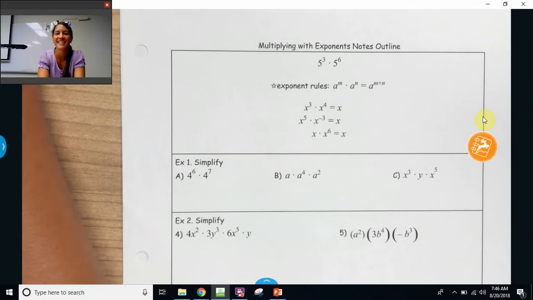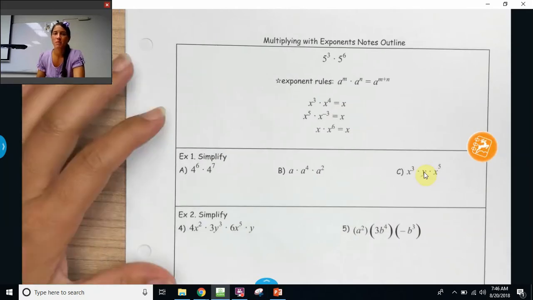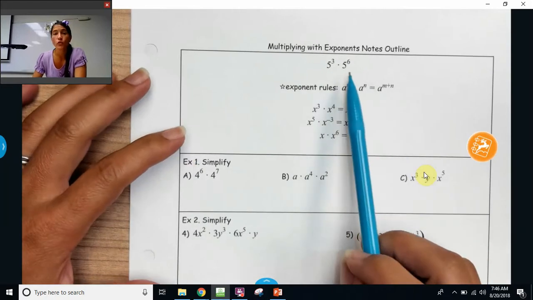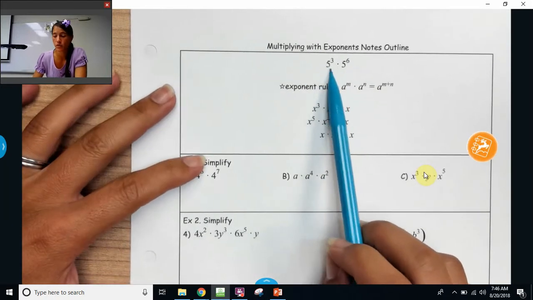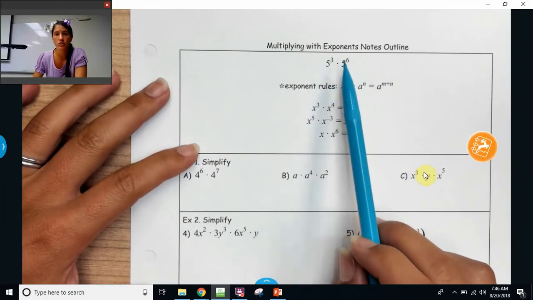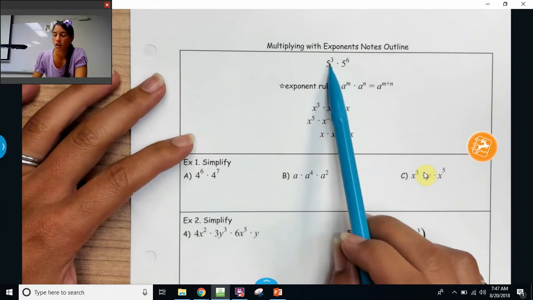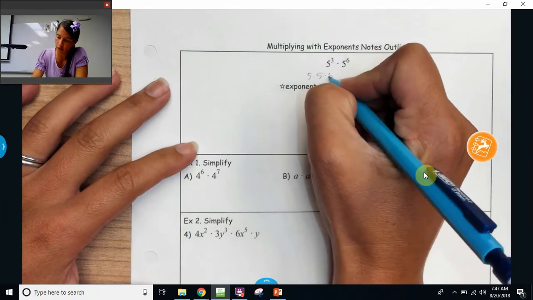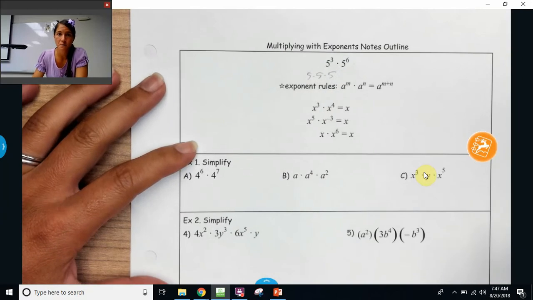Okay, there. Today's lesson is multiplying with exponents, and you have a note outline. You've worked with exponents before, so in this example right here, 5 to the third times 5 to the sixth. So 5 to the third power means 5 times itself 3 times. Go ahead and get that down.